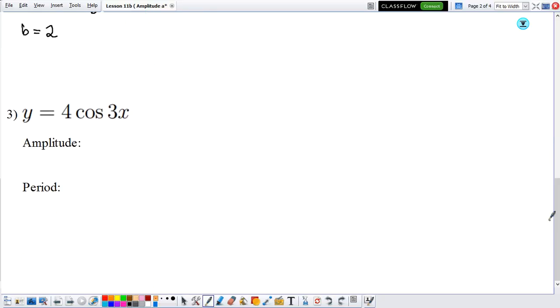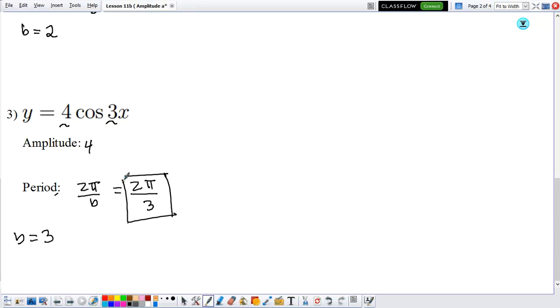Let's look at example 3. What's the amplitude? The number in front of the function, which in this case is just 4. And what's the period? We use 2 pi over b to find the period of the function. B is the number inside the function. So now we just plug it into our formula, 2 pi over b, and we found that b is 3. So that says that my period is just 2 pi over 3.